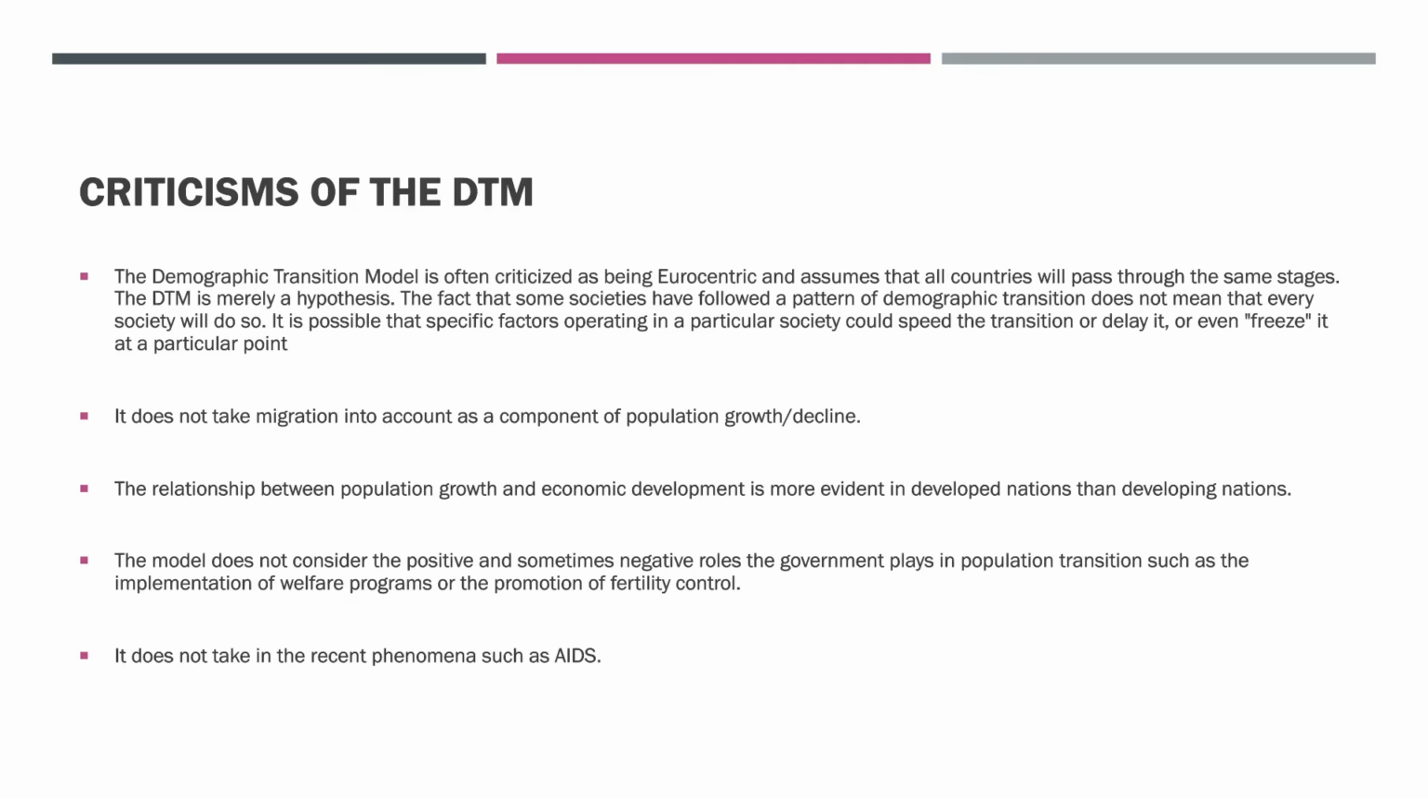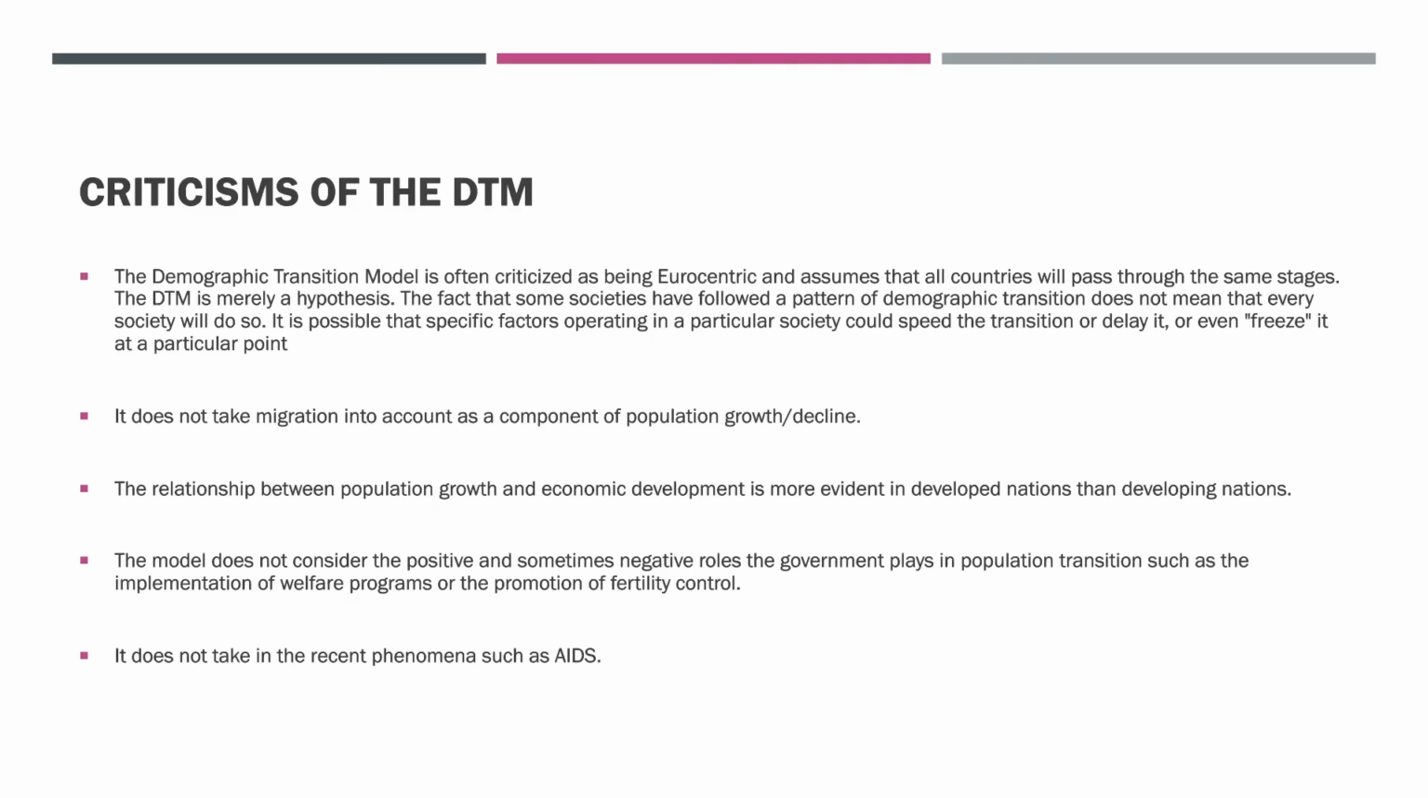Where did our population come from? Our population came from slavery, the forced migration of Africans into the Caribbean. That's where our population came from. So we could never have the same model as them, right? And the fact that some societies have followed a pattern of demographic transition does not mean that every society will do so.